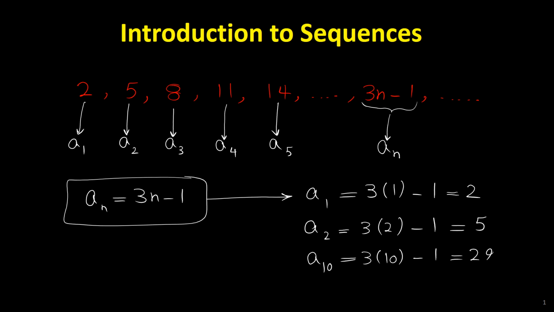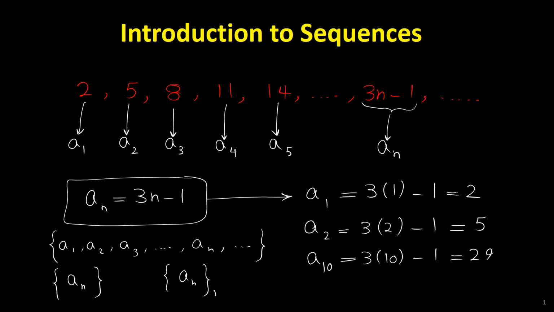We denote sequences in any of the following forms: a sub 1, a sub 2, a sub 3, a sub n, and so on, while listing the terms. Sometimes we just write the formula of the nth term in curly brackets like this, or in this form. The nth term in the curly bracket, and also we mentioned that n starts from 1 and goes up to infinity. We can use any of these forms to show sequences.